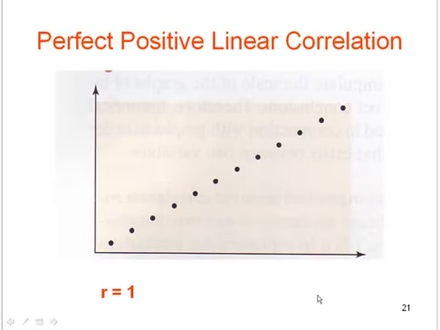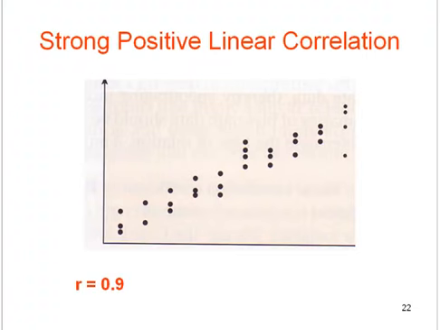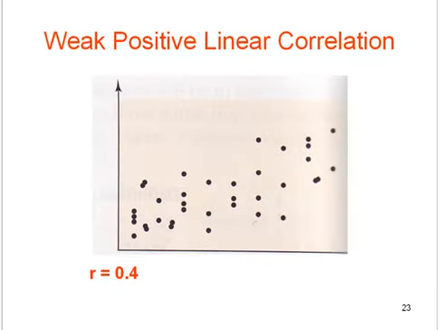Here is a perfect positive association with a correlation coefficient of 1. A not so perfect but still strong positive linear association with a slightly smaller correlation coefficient of positive 0.9. There is in fact an upward trend to this data, so there is a positive association, but it is weak, and as a result the correlation coefficient is smaller, closer to 0, and it is 0.4.